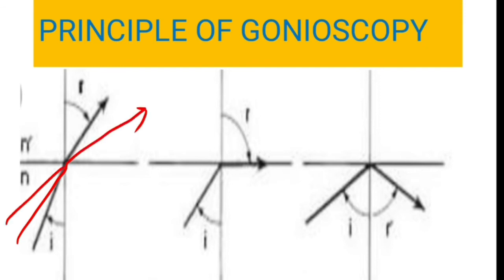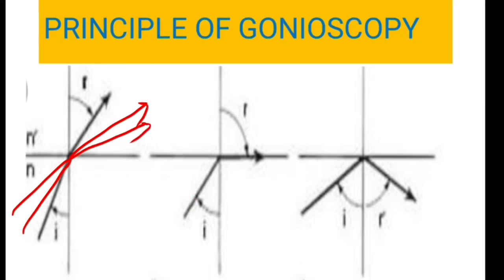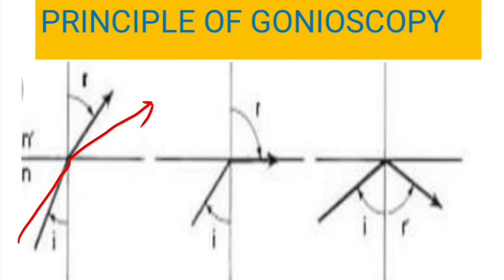So as the incident angle increases, it will go on bending away from the normal. So in this picture you can see the incident ray is such that the refracted ray is almost 90 degrees to the normal. So this angle of incidence is called the critical angle. Okay, so hope this is clear now. Critical angle is the one with which the refracted ray is 90 degrees to the normal.